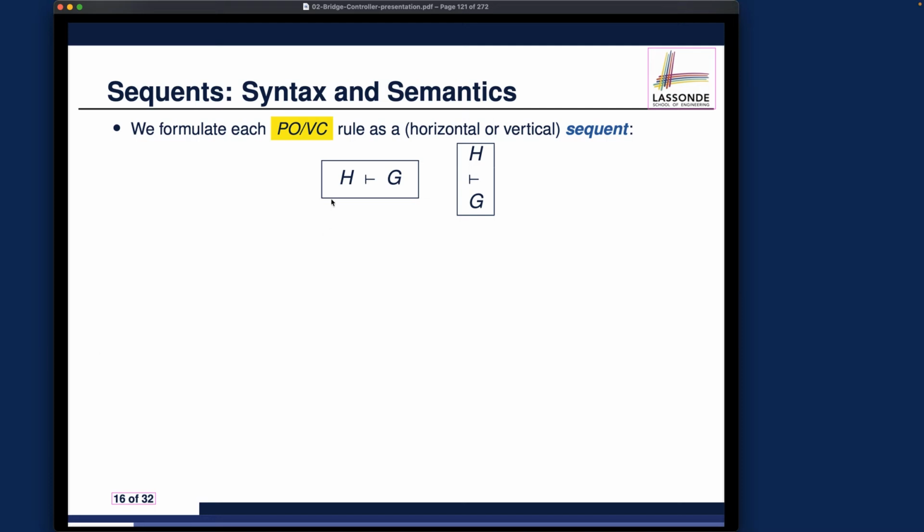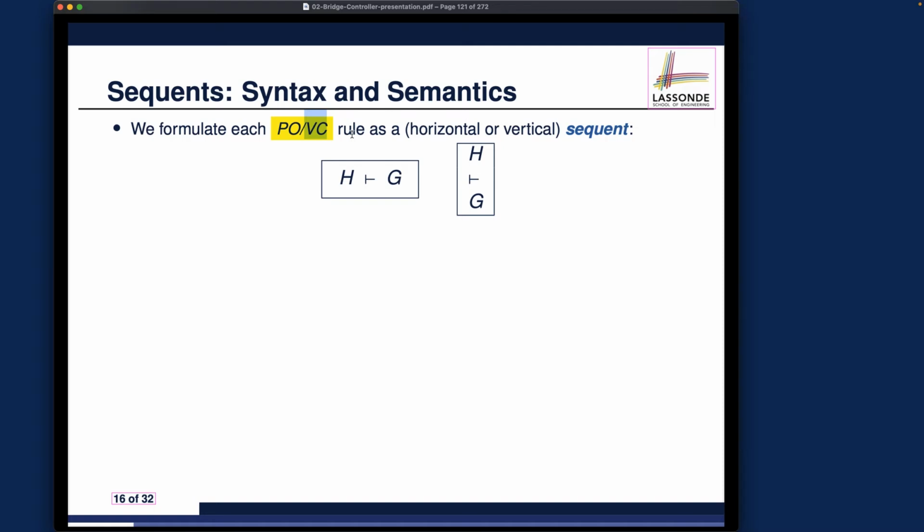And we're gonna use this syntax over here. I'm gonna talk about the syntax in just a moment, but we're gonna formulate each PO and also VC. Remember PO and VC, right? What are they? Proof obligation or verification condition rule, right? As a horizontal or vertical sequent. Well, basically every proof obligation or verification condition rule is gonna focus on certain aspects of the commitments that we make to our system. And the one we're talking about right now is so-called invariant preservation.